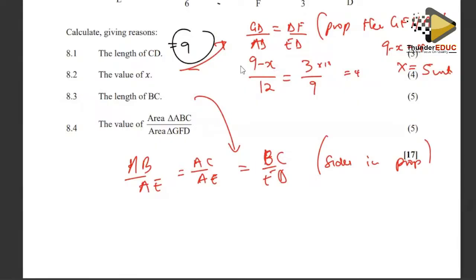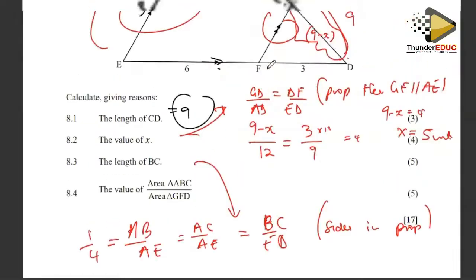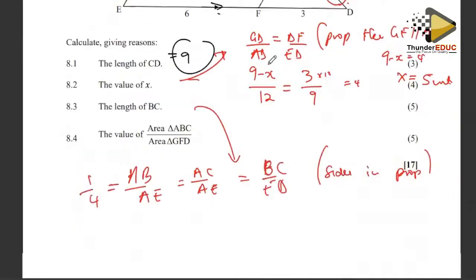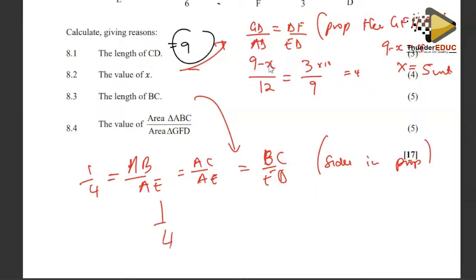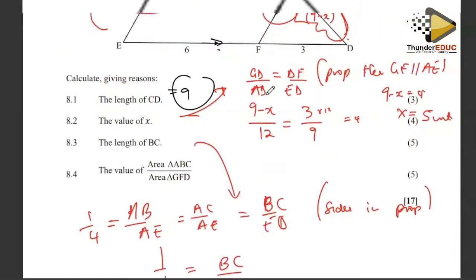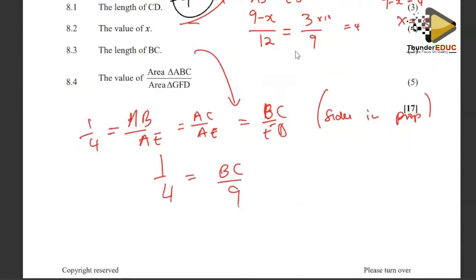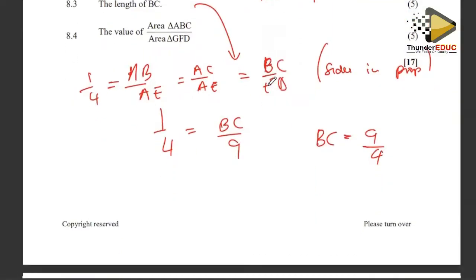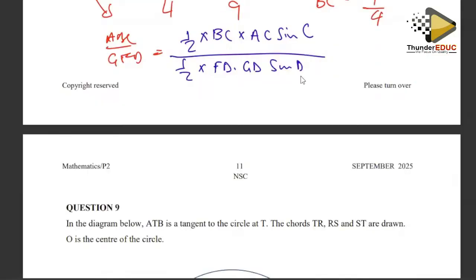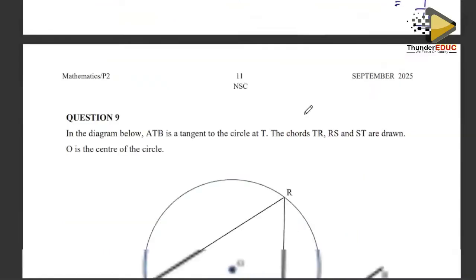Alternatively, one would start by proving that the triangles are similar. So we are saying it's 1/4 because the marks are really too much. Okay, so if we have 1/4, it's equivalent to BC divided by, we know that this is a 6, this is a 3, which is a 9, meaning that our BC is going to be 9/4, which is 2.25 units. Then 8.4, the area of ABC over FD: 4 times 3 over 3 times 4, meaning that we have 9/16.